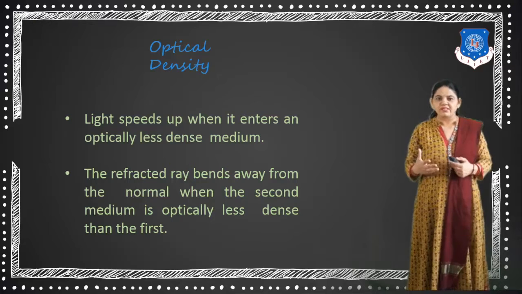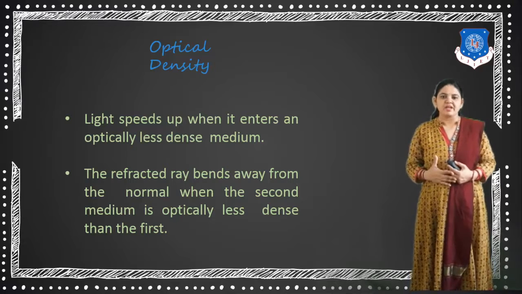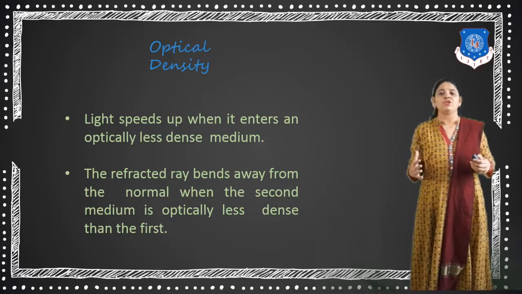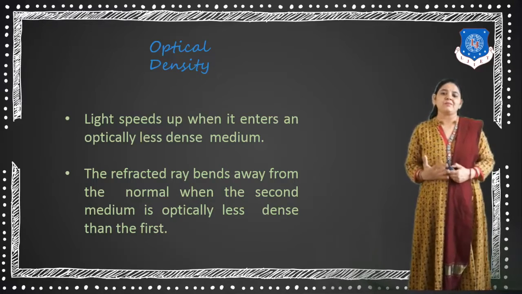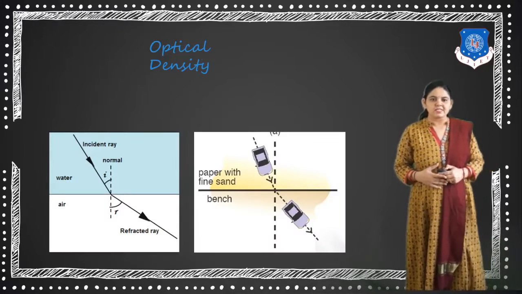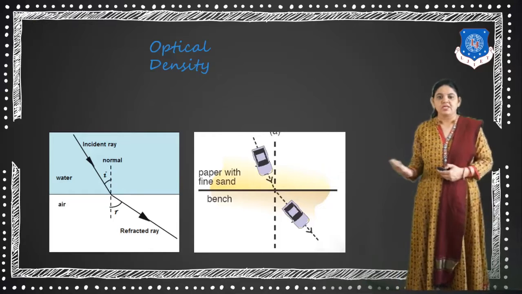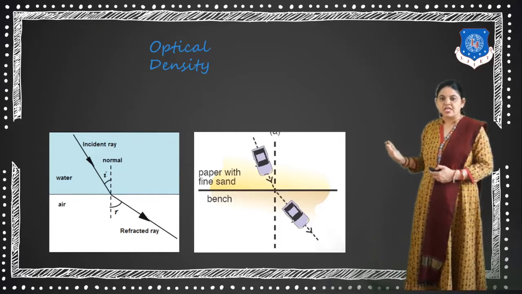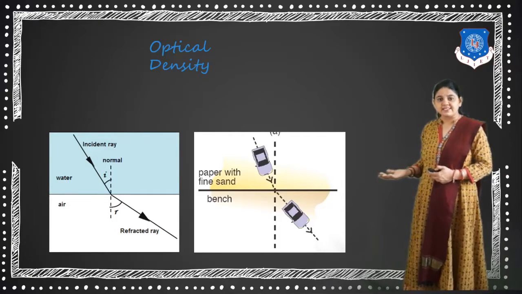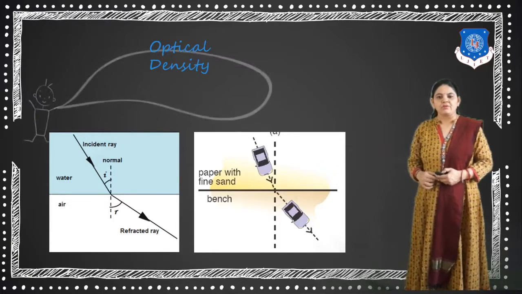As we know, when the medium is optically denser, with higher density, the light speed becomes less. So the refracted ray bends away from the normal axis when the second medium is optically less dense. While we are studying the fundamentals of refraction, this is a very important thing. Here in the diagram you can see the incident ray passing from the water medium. When it enters the less dense air medium, it goes away from the normal axis.